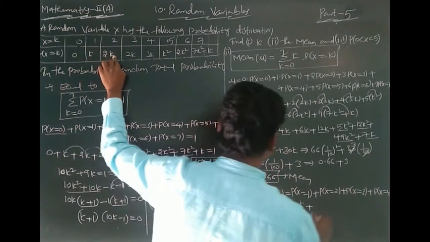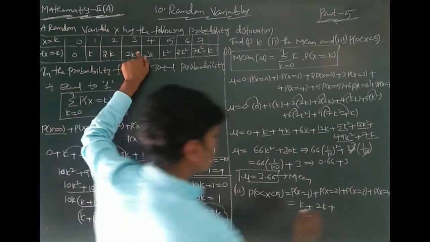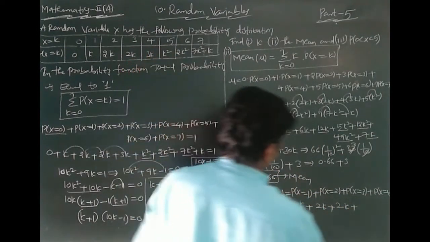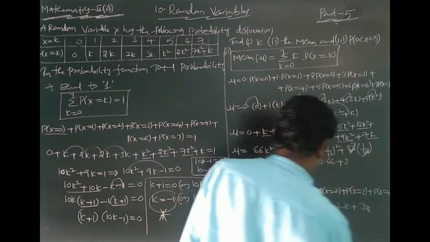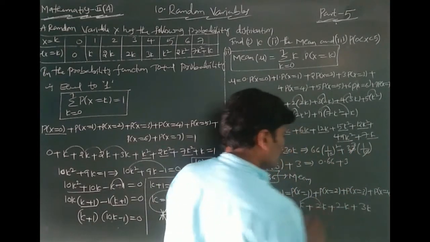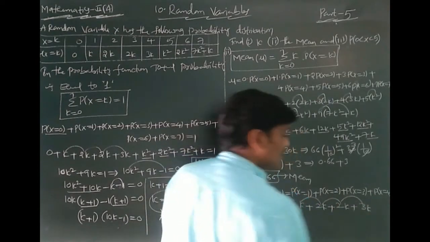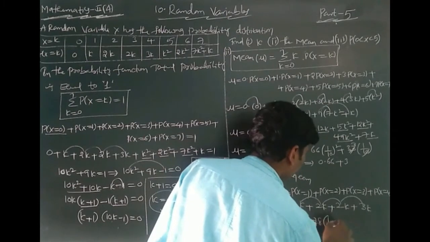P of x equal to 2 value is 2k. See students, understood or not? P of x equal to 3 value is 2k. P of x equal to 4 is 3k. You get k plus 2k, 3k, 3k plus 2k, 5k, 5k plus 3k, 8k. What is the value of k? K value is 1 by 10.